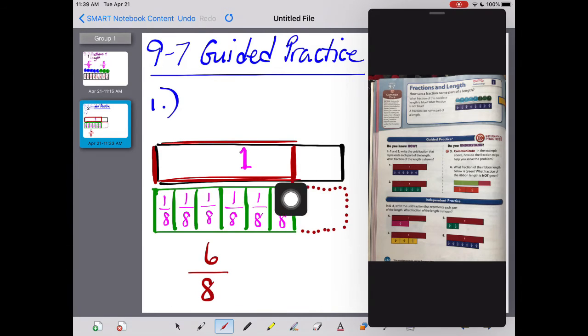Then I could ask you, well, what length is not shown? Well, if we know there's 8 pieces, because that's what the denominator says, there should be 8 pieces, and 6 of them are shown, we're missing 2 pieces, right? Right here. So what's not shown are 2 eighths. Okay.